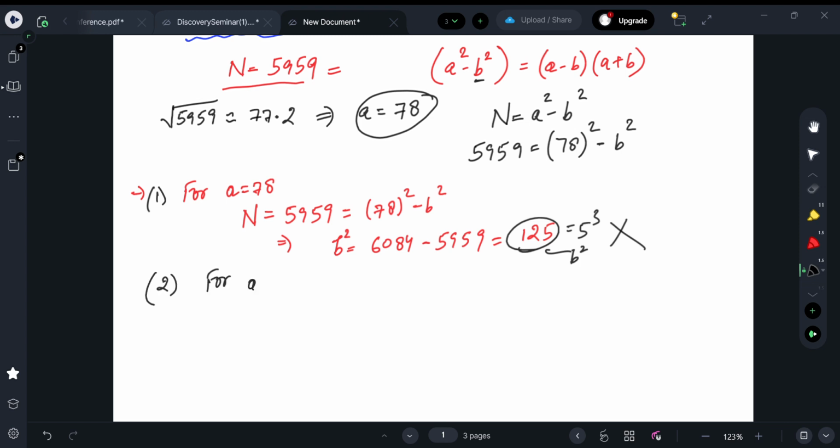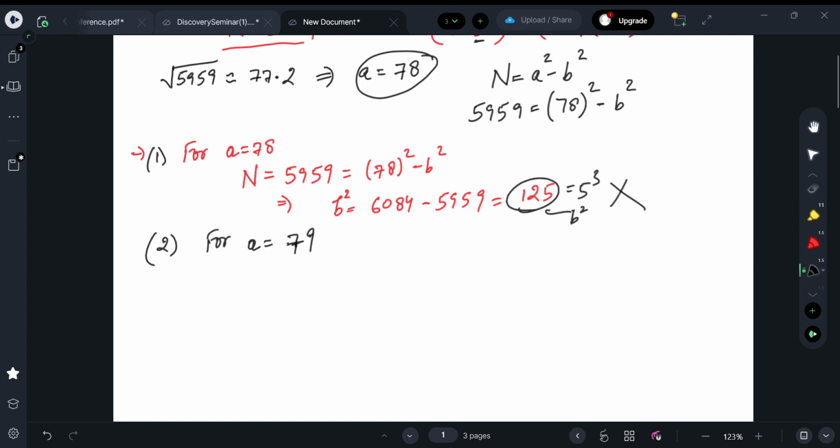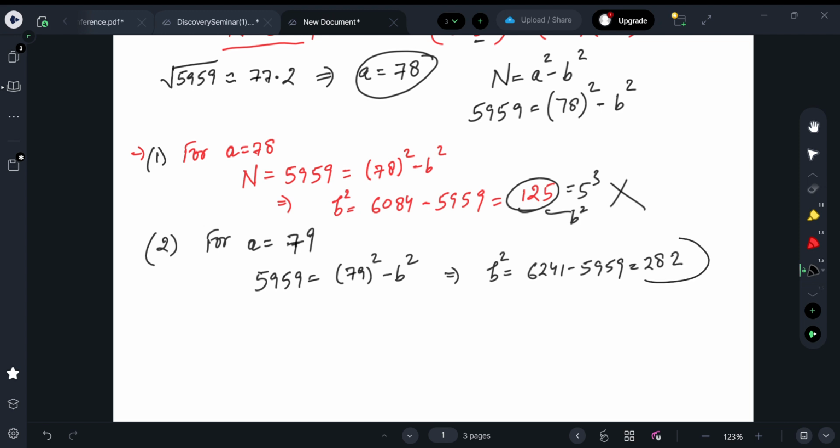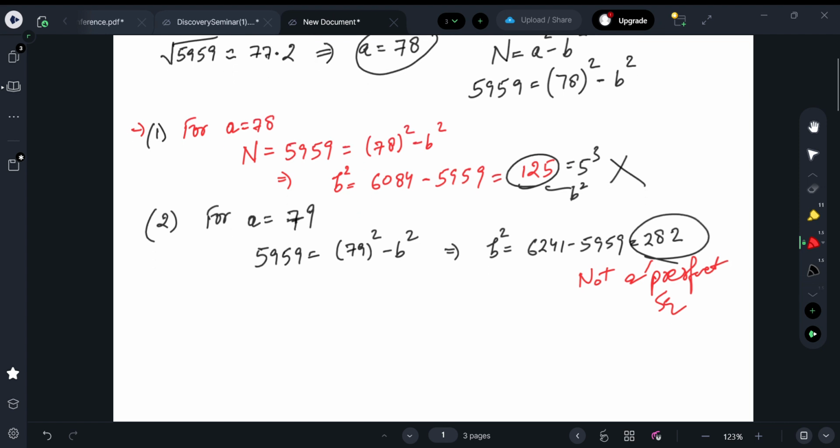So I pick a equals 79. Now I'm looking for a potential candidate b squared. Again, 5959 should equal a squared minus b squared. When I solve, b squared turns out to be 79 squared, which is 6241, minus 5959. Of course, you need a calculator for this. That gives 282. When I find the square root, it is not a perfect square. So let's go with 80. You keep increasing a.